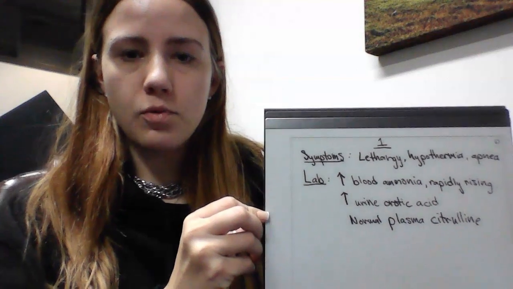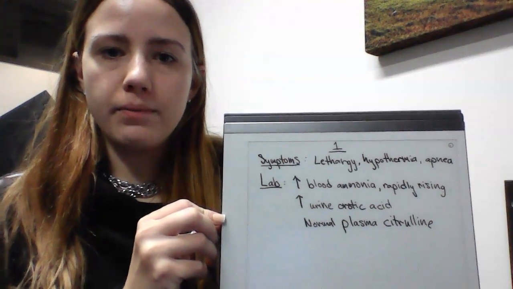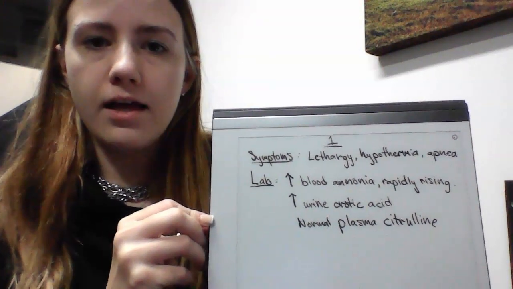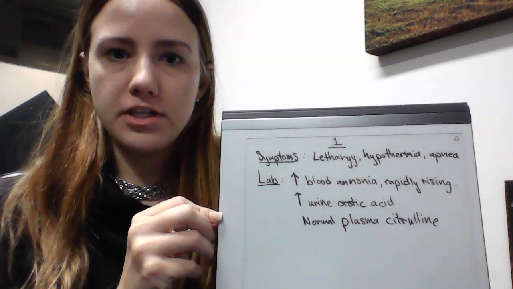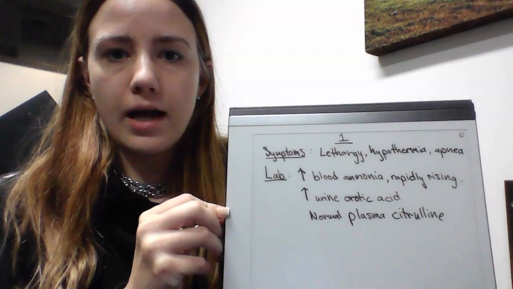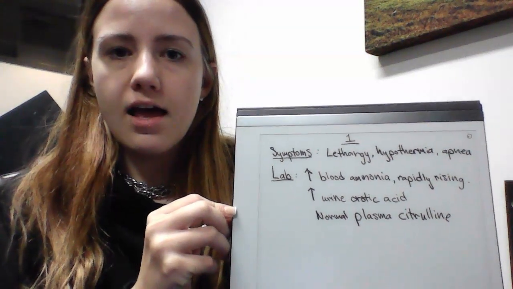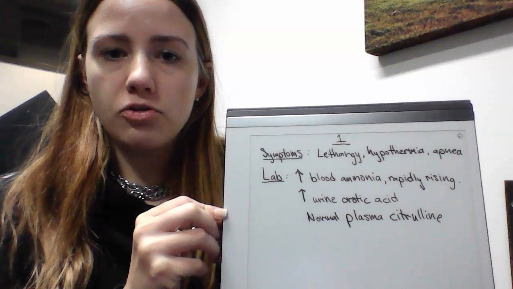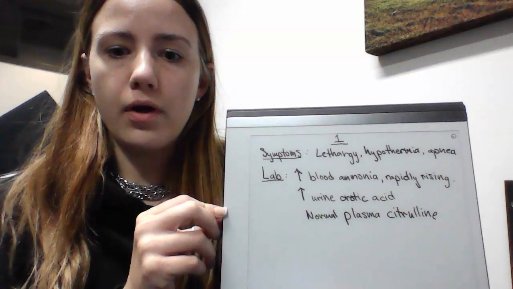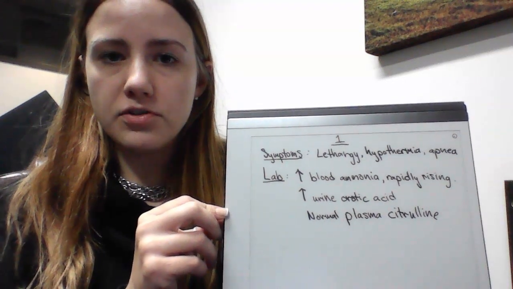So for case 1, we had a newborn baby girl that presented with apnea, hypothermia, and lethargy. Her lab results showed high blood ammonia that was rapidly rising, as well as high urine orotic acid. Her plasma citrulline levels were normal.